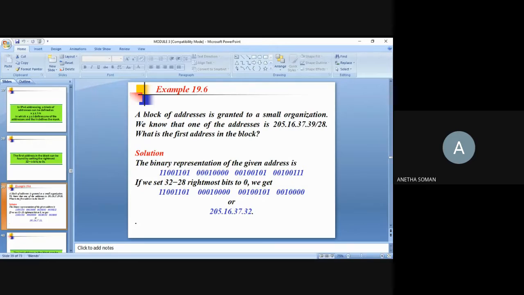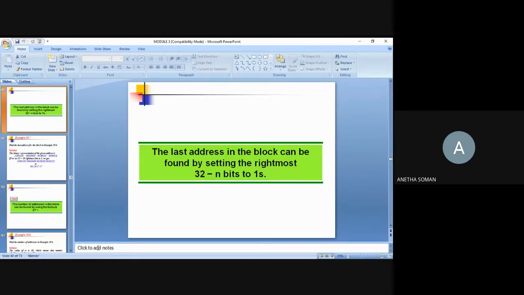Understood? How will you identify the first address in a block? Yes or no? Yes. Okay. Now, moving on, how will you find the last address in the block?